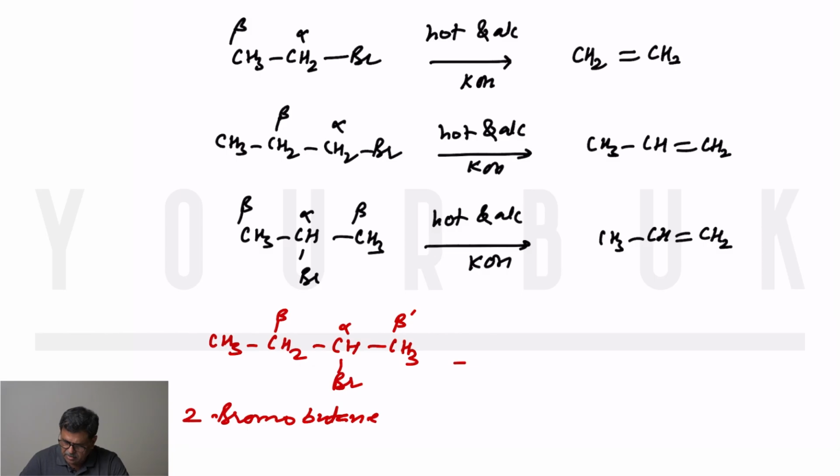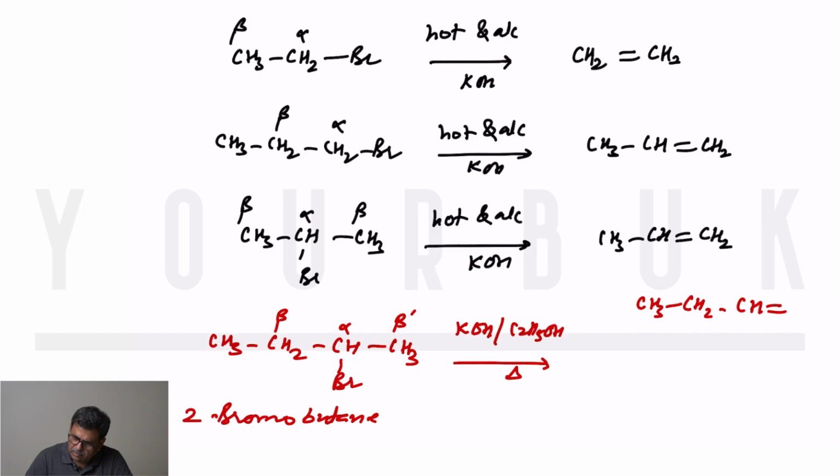Now when you treat this compound with hot and alcoholic KOH, you can write it this way also, KOH, alcohol and heat. Now I have two choices. I can remove H plus ion from the beta carbon, or I can remove H plus ion from the beta dash carbon. So two alkenes are formed, and these two alkenes are position isomers, but-1-ene and but-2-ene.